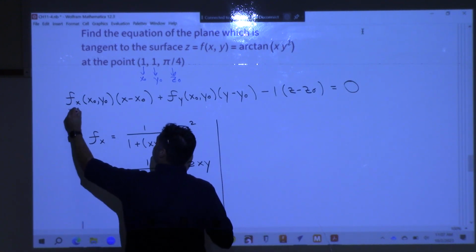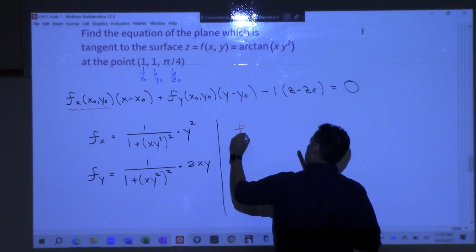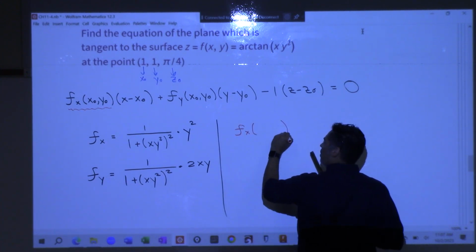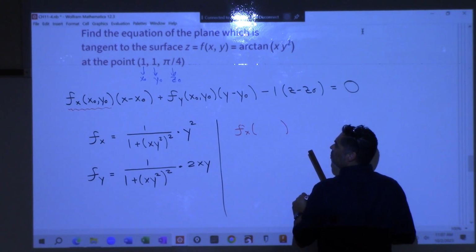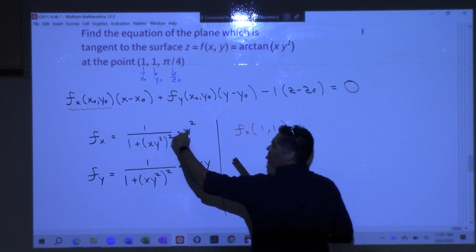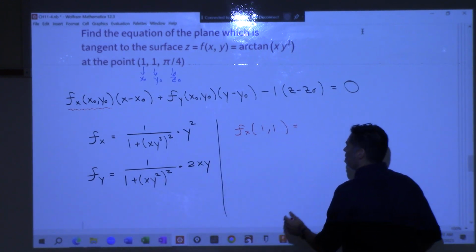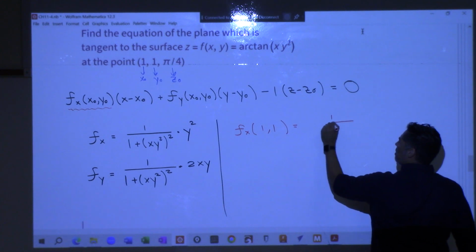To figure out what this is, I need to do the partial of f with respect to x, but inside of it, I'm plugging in what? 1, 1. So in here, everywhere you see x, put a 1. Everywhere you see y, put a 1. Can you all see the red okay?